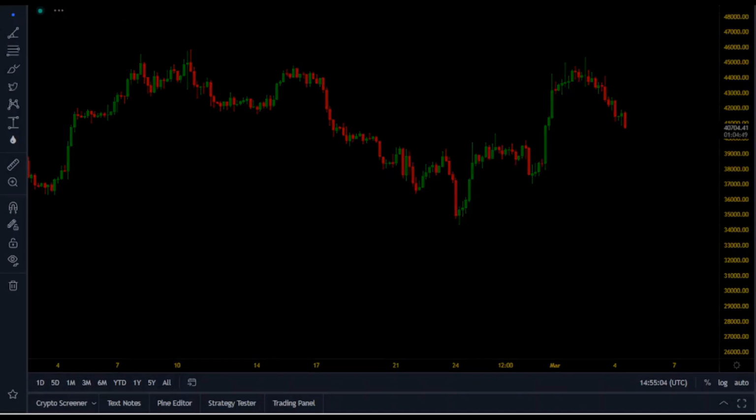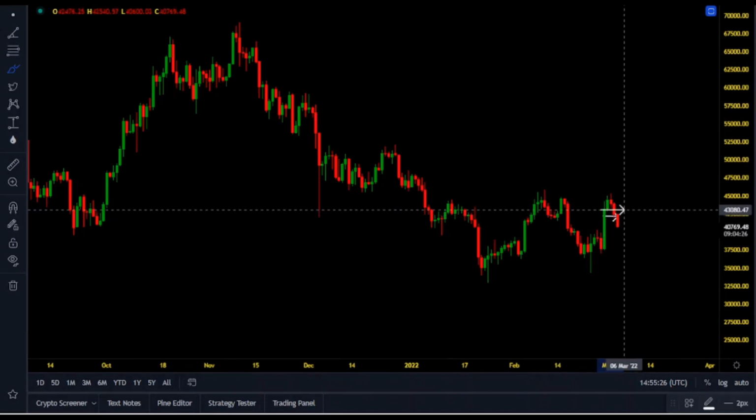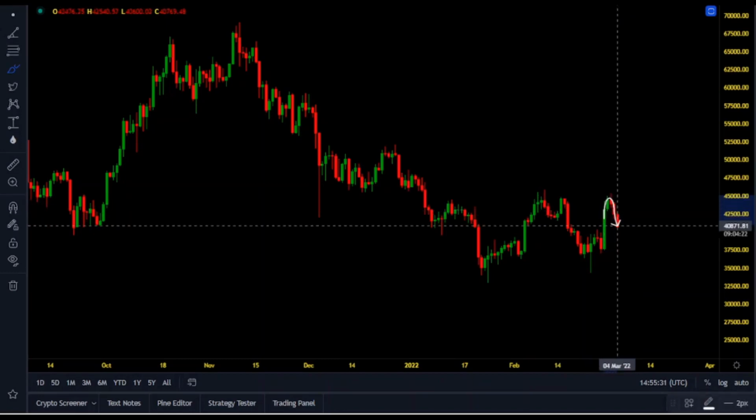Starting from the daily time frame. On the daily time frame, as you remember, the 42,500 and 43,000 levels were quite important levels. We had a breakout, however, we're getting a pullback in the market.